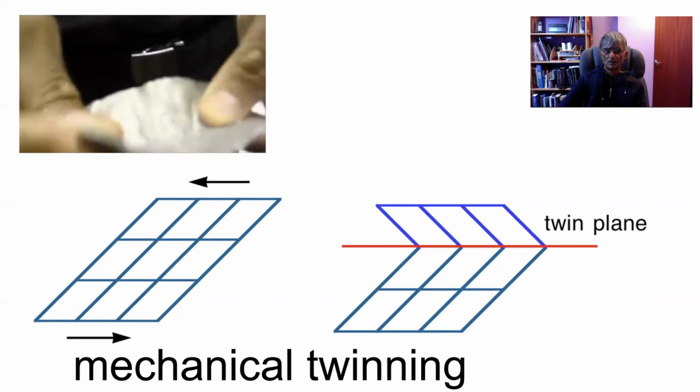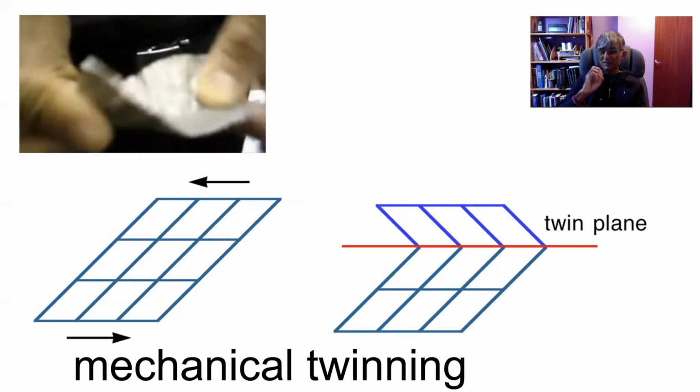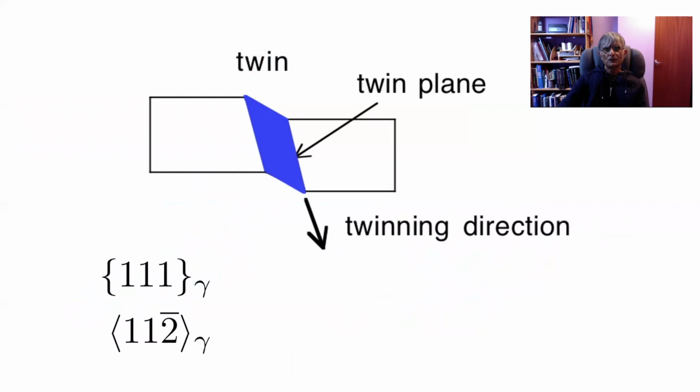So those clicks reflect the speed with which mechanical twinning occurs. And again, it's a coordinated transfer of atoms into a different crystallographic orientation. So let's look at this in a little bit more detail. Just like a slip system has a slip plane and a slip direction, a twinning system will have a twin plane and a shear direction that causes the lattice to reorient.